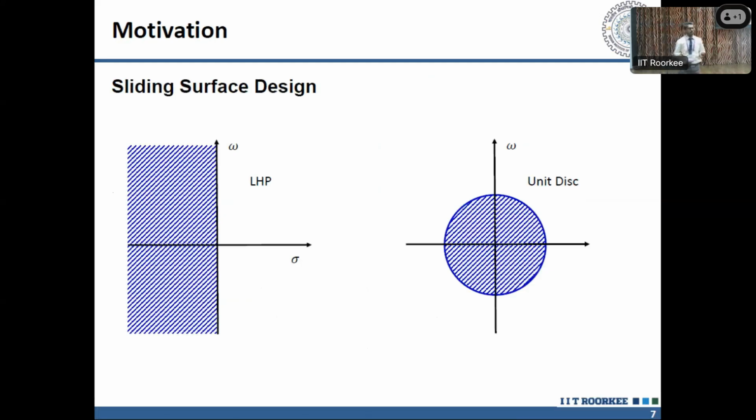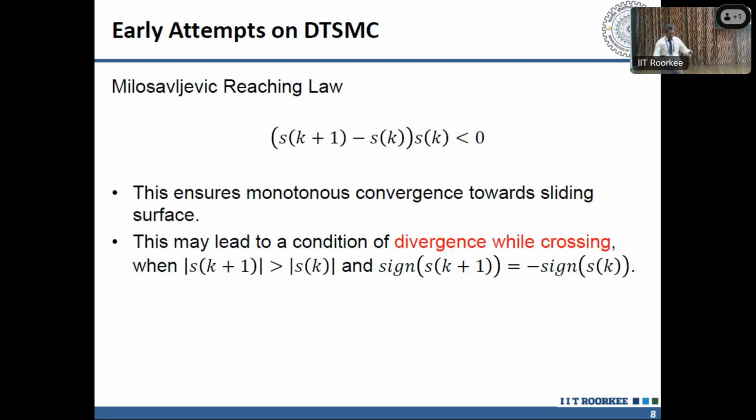Sliding surface design, you would appreciate what the sliding surface design is for. At least for LTI systems, we understand that the reduced order dynamics we need to stabilize, and that stabilization for a continuous time system will happen if we place the poles in the left half plane, and for a discrete time system that stabilization will happen if we can place the poles inside the unit circle. So this is how it changes, but the idea of stabilization is the same.